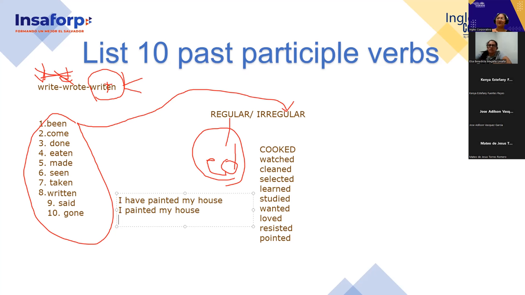Yes, the auxiliary. Which is the participle? The first one. Because of the auxiliary have. I say, I have painted my house. Okay, this is past participle. And in here? Simple past, I painted my house. El verbo está idéntico, pero quien lo acompaña, los surrounding words, es la que le va a dar el significado a painted.